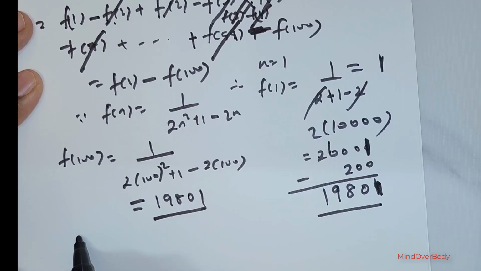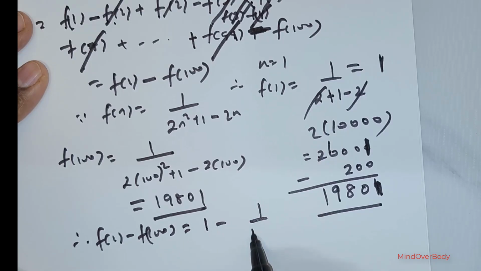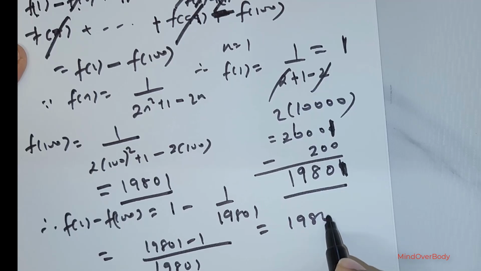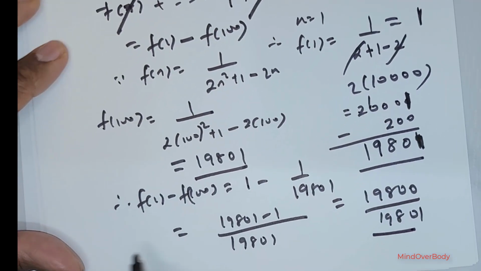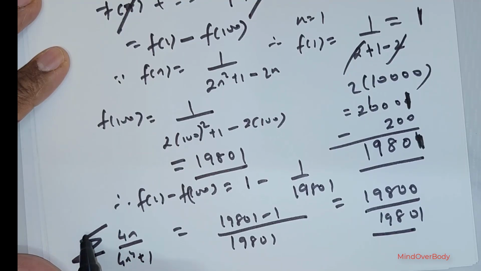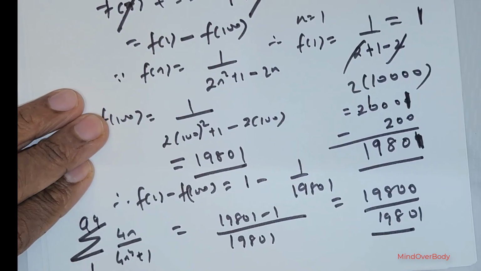So therefore f of 1 minus f of 100, you still need to calculate this. It's going to be 1 negative 1 over 19801. I take the LCM as 19801. You get (19801 minus 1), which is nothing but 19800, divided by 19801. So we did all these things to obtain the summation of 4n divided by (4n to the power of 4 positive 1), n running from 1 to 99.